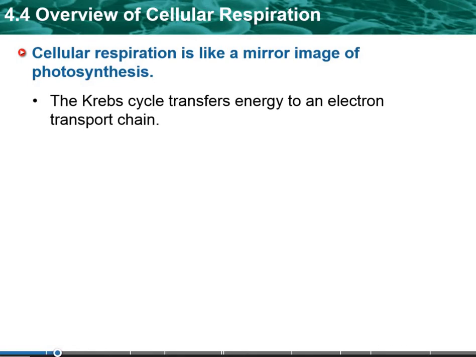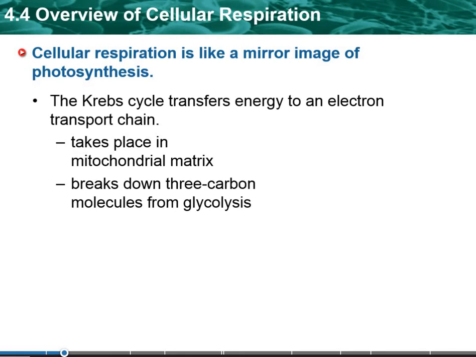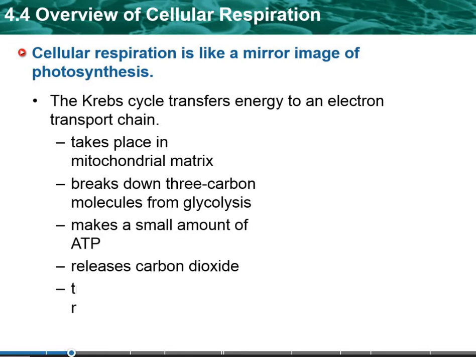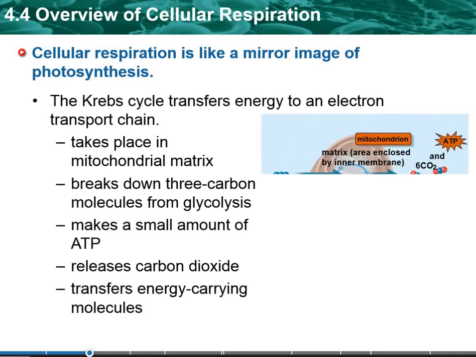So cellular respiration is a mirror image of photosynthesis. When we look at it, the Krebs cycle transfers energy to an electron transport chain, and it happens in the mitochondrial matrix. It's going to break down the 3-carbon molecule, that pyruvic acid, that was made in glycolysis. It's going to make a small amount of ATP, but a lot of electron carriers. Another name for the Krebs cycle is the citric acid cycle. During that process, it's going to make all of the carbon dioxide we breathe out. We will also be transferring energy carrying molecules to the next stage of respiration.